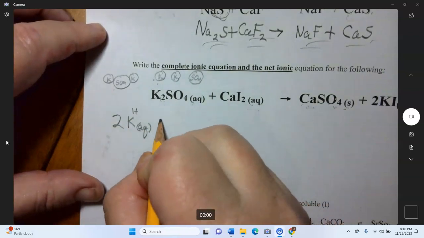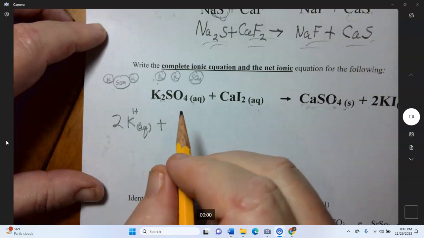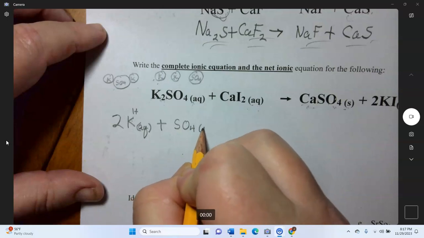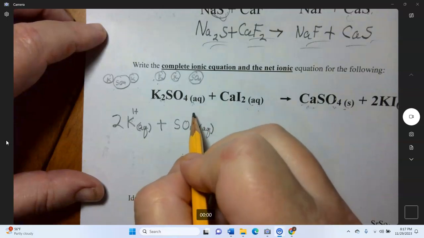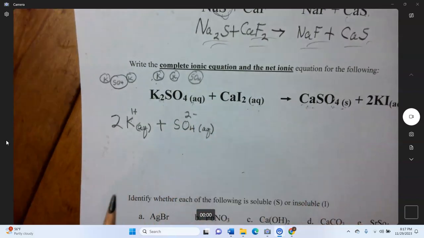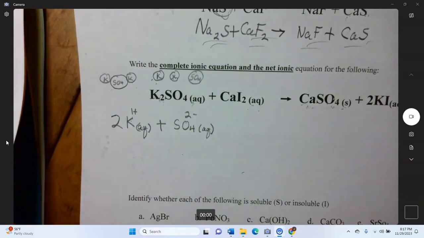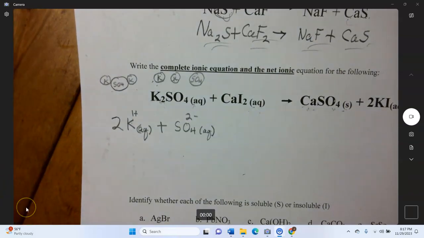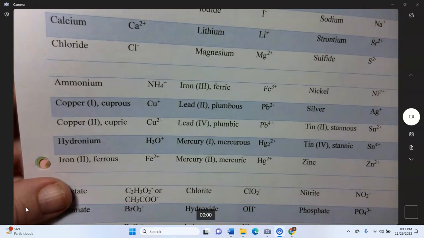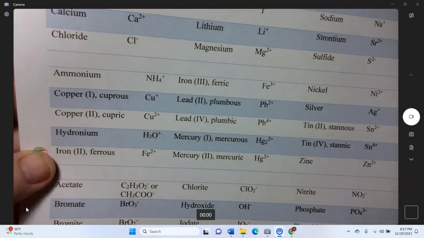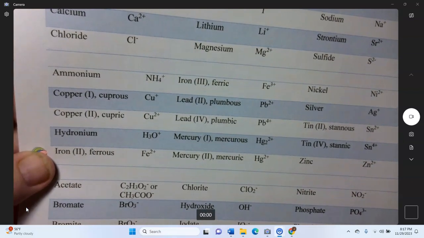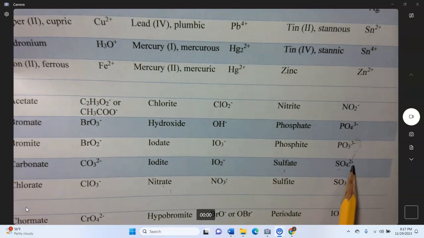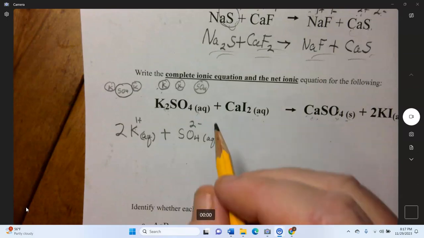Now you go to the SO4. SO4 has a 2 minus. So it's SO4. It dissolved, so it's aqueous. And it's a 2 minus. Where do you get that? You get that from your 60 common ions. Okay, and you would have already had it, but let's just show you. SO4 is sulfate, and it's right there. It's SO4 2 minus. It's a 2 minus charge. Oops, let me get up there, sorry. Sulfate is SO4, 2 minus charge. Okay, so you're going to put that there.